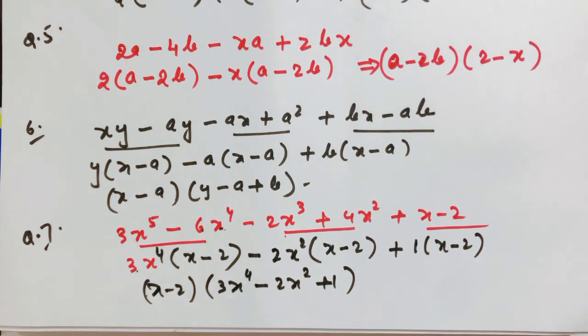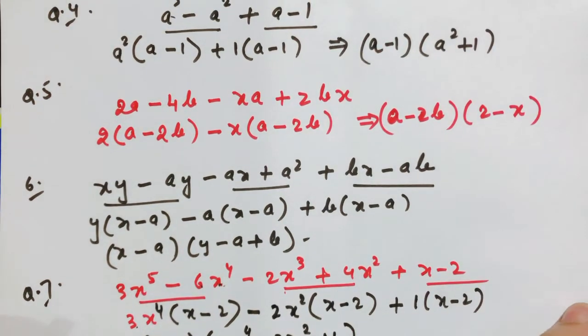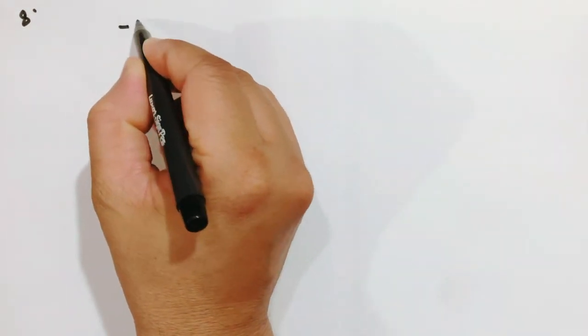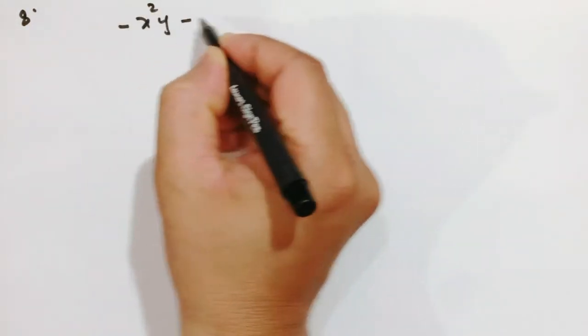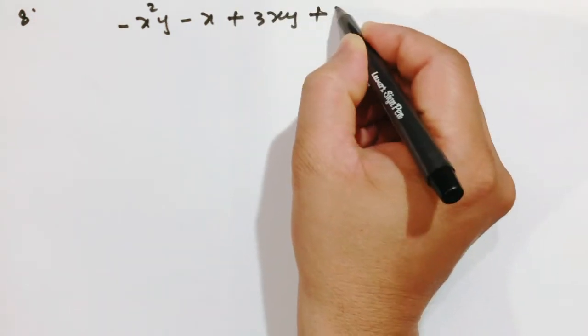Okay, what do you think, shall we proceed? And you will say no. So when you say no, I will not proceed, I will proceed. Factorize number 8. Factorize minus x square y minus x plus 3xy plus 3.